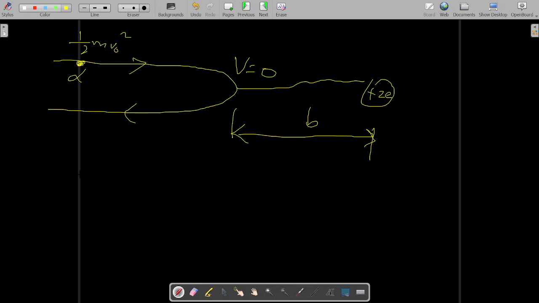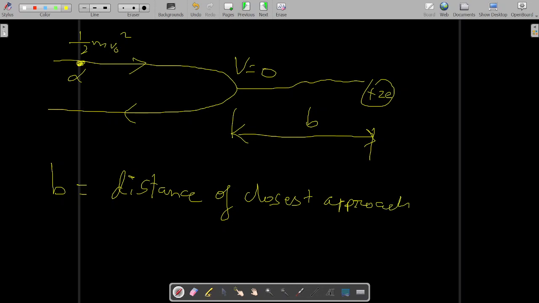All these things I have already explained to you. Now B is what? Your distance of closest approach, or you can also call it critical distance, okay. So we will apply basically energy conservation. So what will happen by energy conservation?